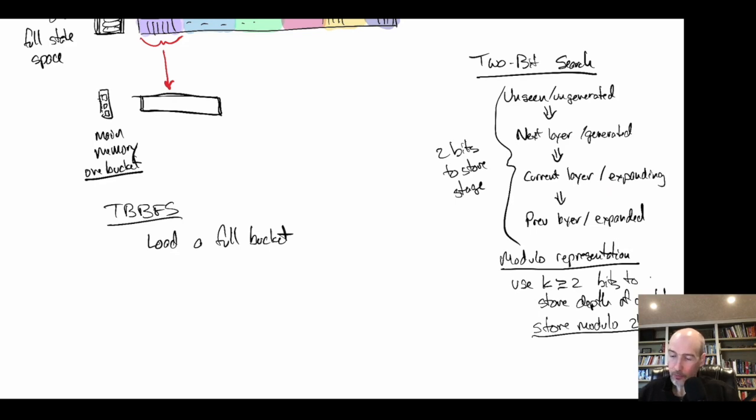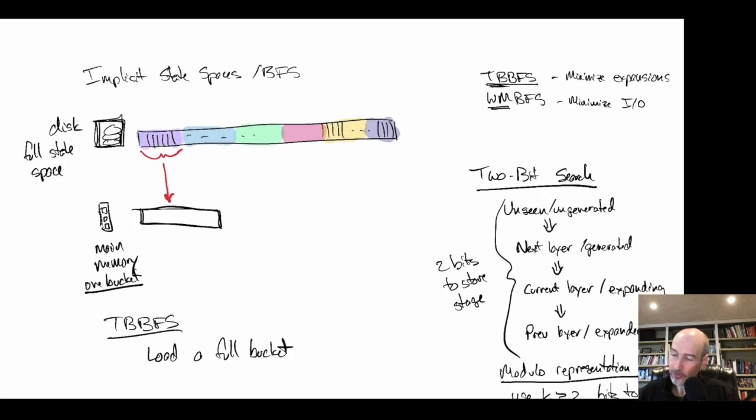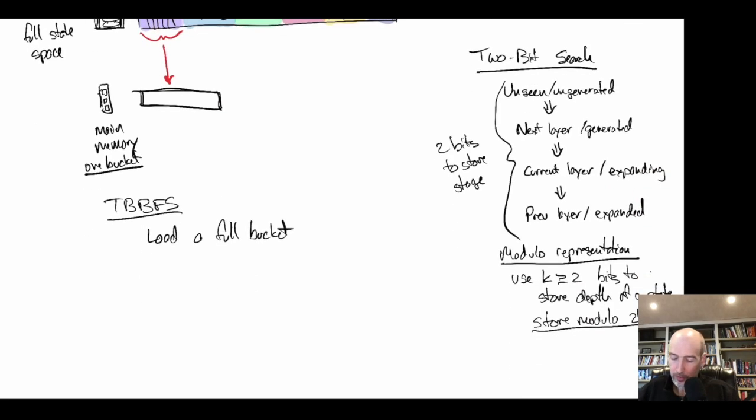And as I said before, what 2-bit breadth first search wants to do is minimize node expansions. So what we're going to do is expand all states. And for simplicity, we'll think about the 2-bit search, about in the current layer, what are the states that we're expanding right now?